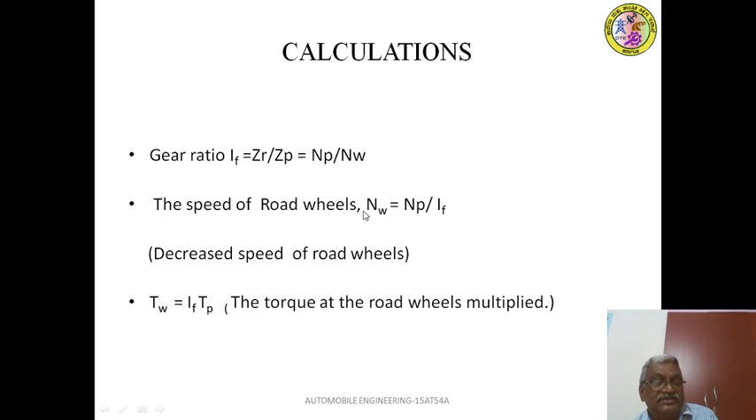The speed of road wheels is equal to speed of propeller shaft divided by gear ratio. Hence, the speed of the road wheels is decreased. At the same time, torque at the road wheel is equal to torque at the propeller shaft multiplied by the gear ratio. You can see here torque is enhanced, torque is multiplied, whereas the speed is decreased. You can easily understand by these simple calculations.